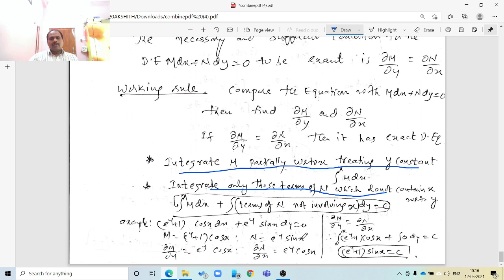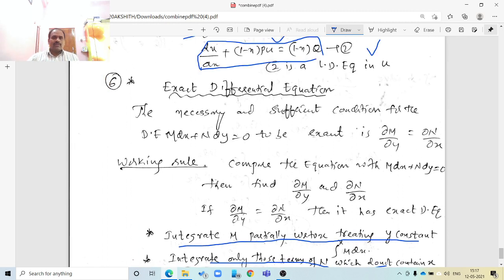Both are equal. So then the answer will be integral M dx, so e power y plus 1 cos x, plus integral of N, meaning terms of N not involving x. There is no term which is not involving x, therefore this value is 0 dy. Therefore e power y plus 1 integral of cos x will be sin x, and this is equal to c. So this is the process to solve an exact differential equation.